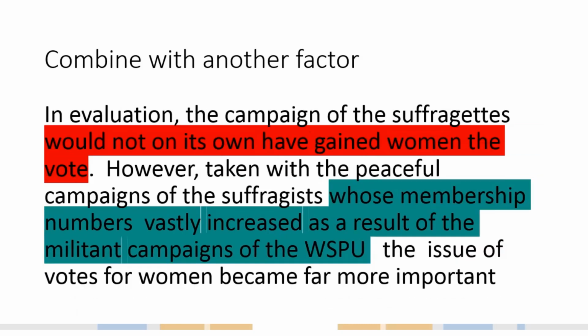And then a third example here. If you combine two factors together, in evaluation, the campaign of the suffragettes would not on its own have gained women the vote. However, taken with peaceful campaigns of the suffragists, and then here's your new evidence, whose membership numbers vastly increased as a result of militant campaigns of the WSPU, the issue of votes for women became more important.